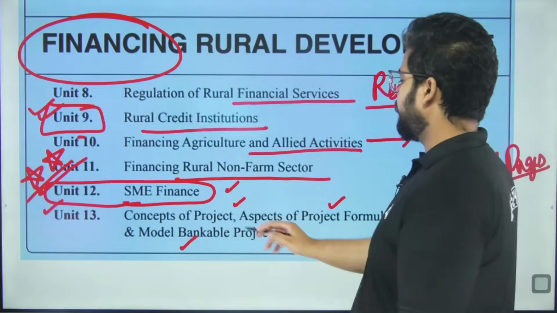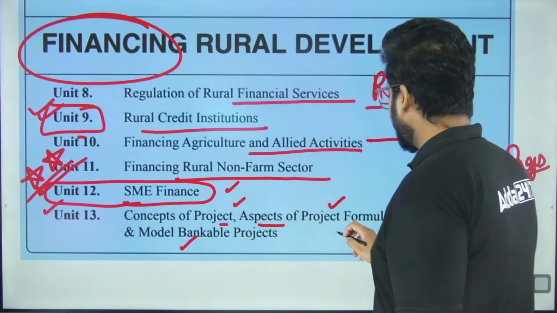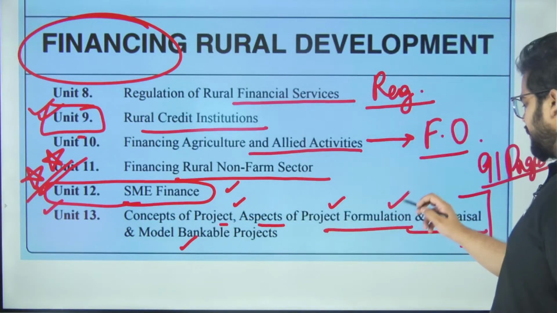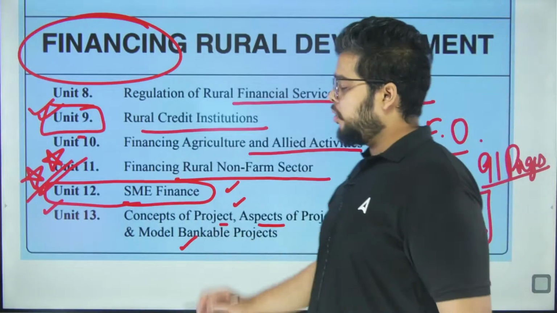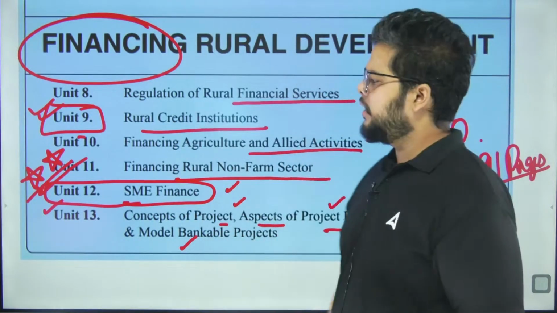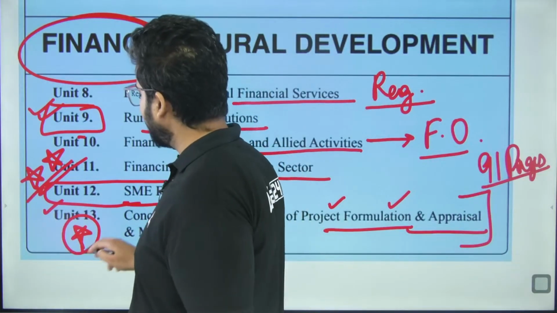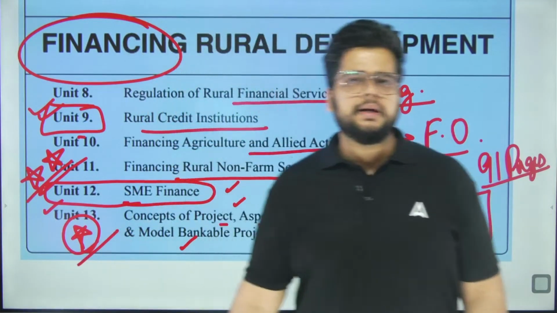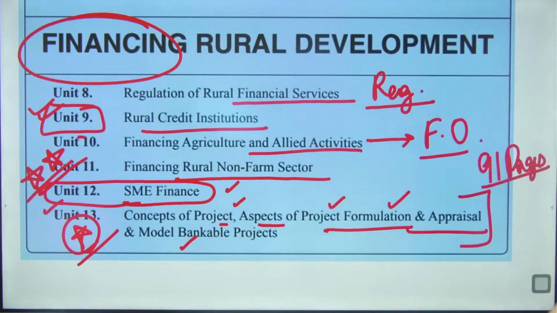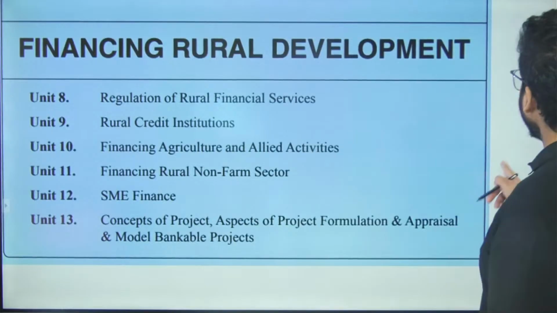So the concepts of project, then your aspects of project formulation, the project financing and appraisal, along with the model bankable project, very highly important, I would say. If one unit you need to target in the entire syllabus, it should be unit number 13. Maximum questions you will see in the exam from this particular unit. You cannot ignore any topic here.